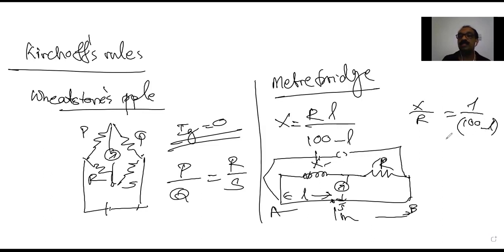Actually L by 100 minus L is the ratio of resistance only, because suppose K is the resistance per centimeter, you can write KL by K into 100 minus L, and K will cancel. This is what leads to the equation X is equal to R into L by 100 minus L. So that's the equation which you want to memorize for meter bridge.